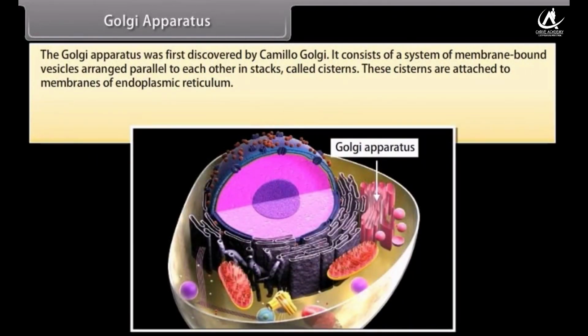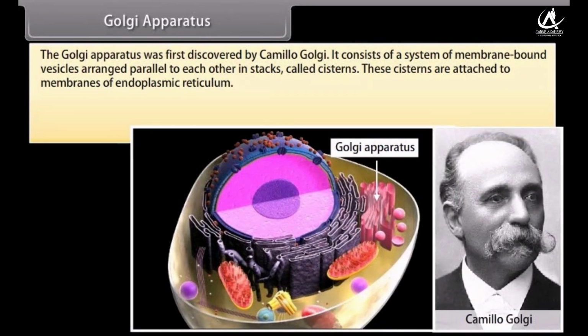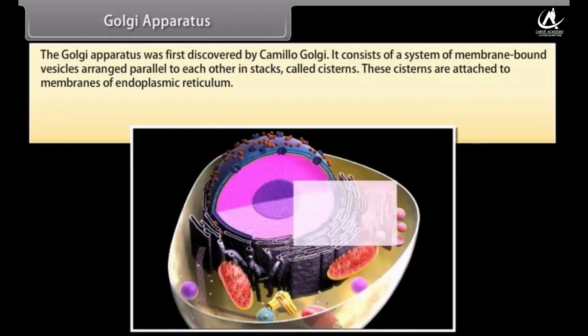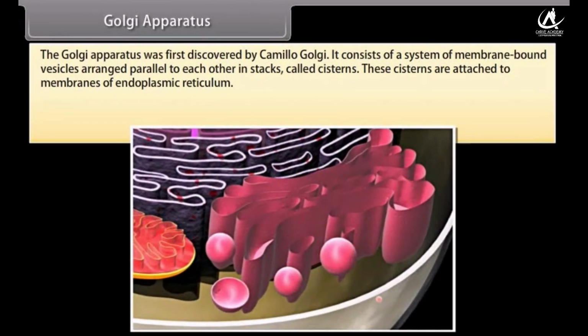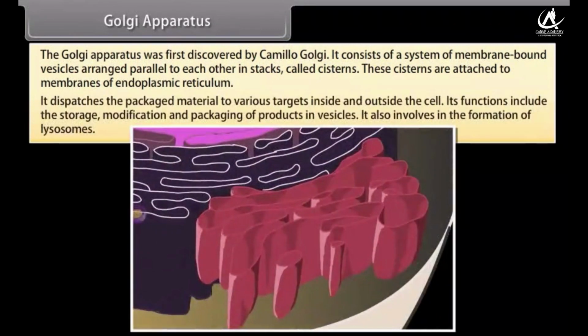Golgi apparatus. The Golgi apparatus was first discovered by Camillo Golgi. It consists of a system of membrane-bound vesicles arranged parallel to each other in stacks called cisternae. These cisternae are attached to membranes of endoplasmic reticulum. It dispatches the packaged material to various targets inside and outside the cell. Its functions include the storage, modification, and packaging of products in vesicles. It is also involved in the formation of lysosomes.